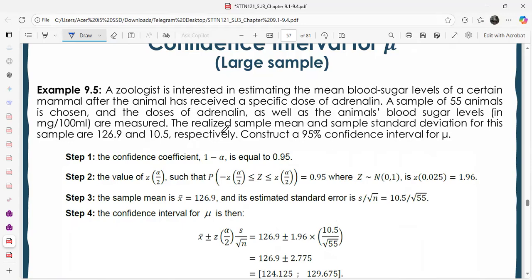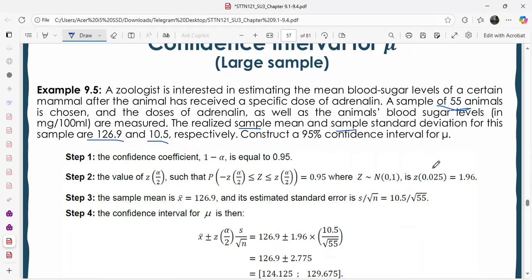You see on this one, they say a zoologist is interested in estimating the mean blood sugar levels of a certain mammal after the animal has received a specific dose of adrenaline. A sample of 55, meaning n is equal to 55, is chosen. The sample mean is 126.9, and the sample standard deviation is 10.5.